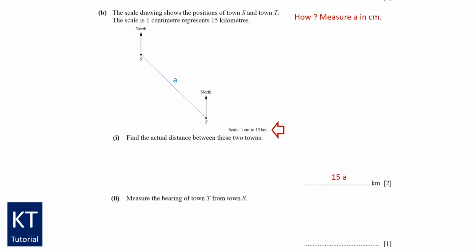Next, measure the bearing of town T from town S. This would be the measure of C using the protractor.